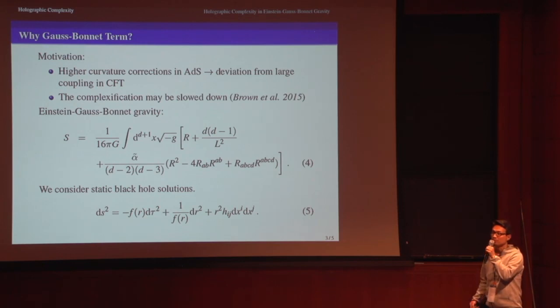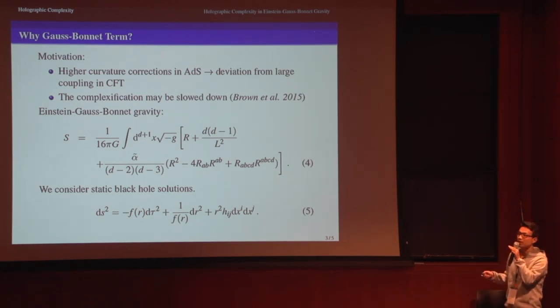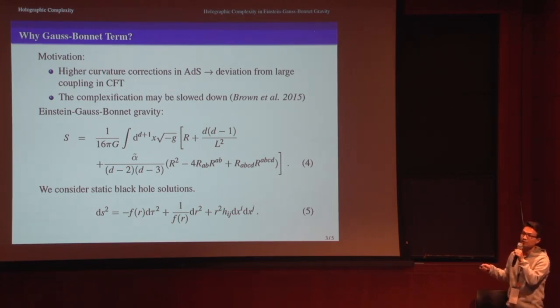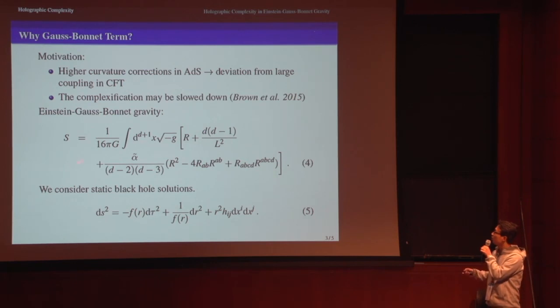Our motivation is that if you consider higher curvature corrections in the bulk gravity, that corresponds to some higher energy corrections from string theory, and on the boundary CFT, you may have deviation from the large N limit, and the interaction of the CFT might be lower, so you can expect the complexity growth rate is suppressed. It is interesting to verify if this argument is true. So this is our model.